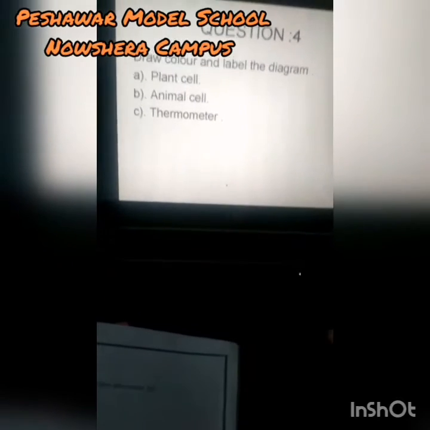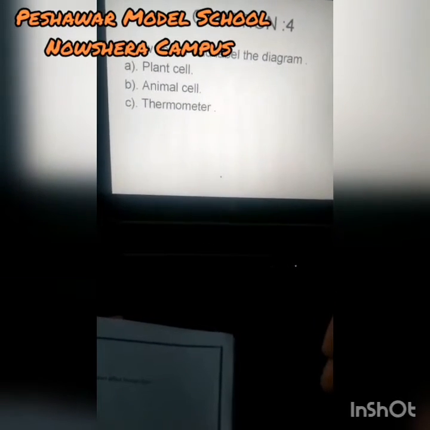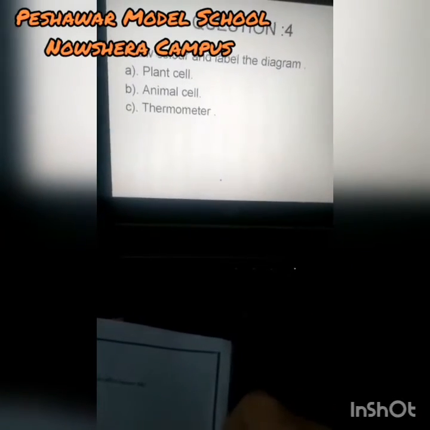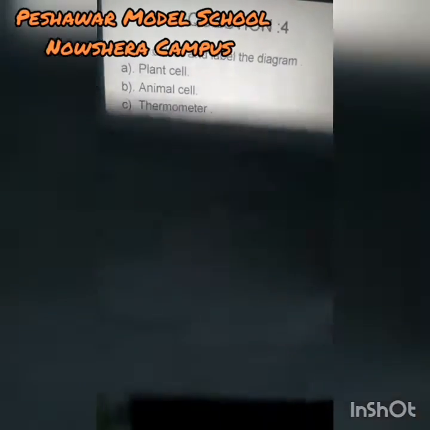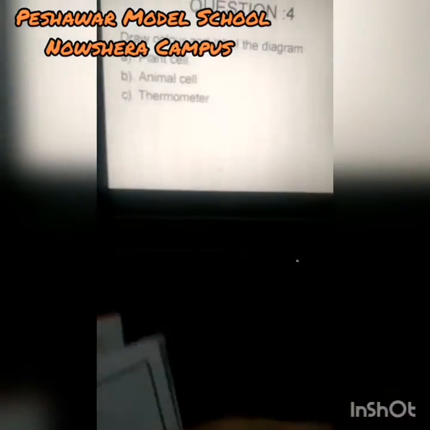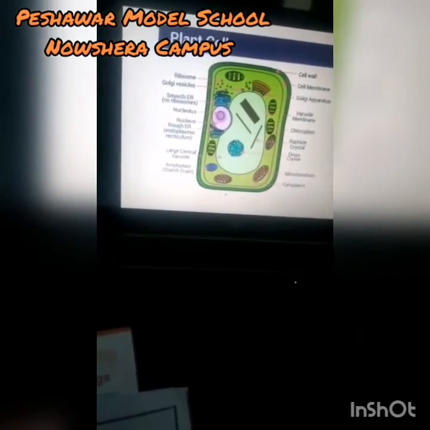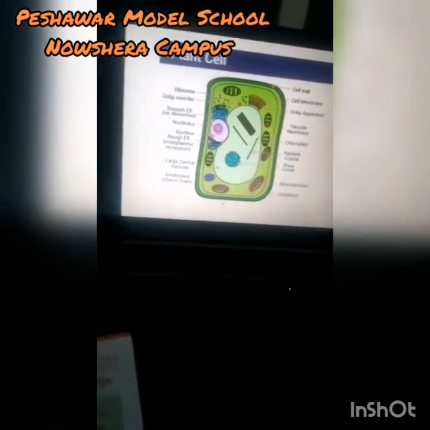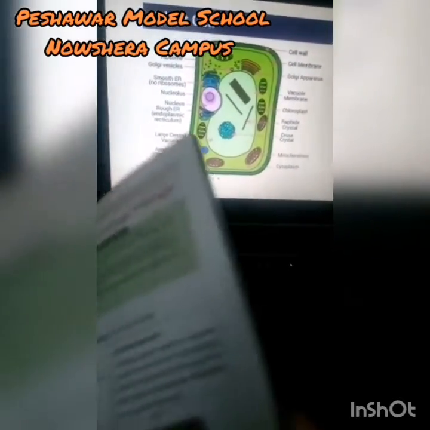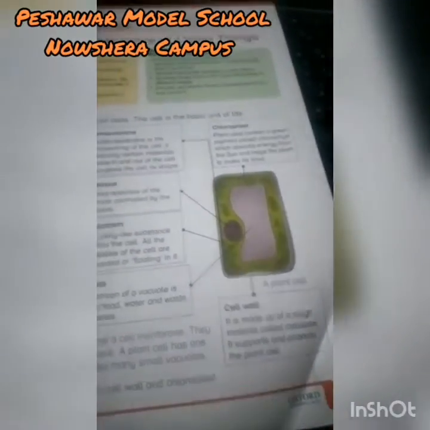So question number 4 is draw, color and label the diagram. There are 3 diagrams: plant cells, animal cells and thermometer. You can see it, 3 diagrams, you will draw it. So the first one is a plant cell. Plant cell and animal cell, both these diagrams are on page number 31 in your book.